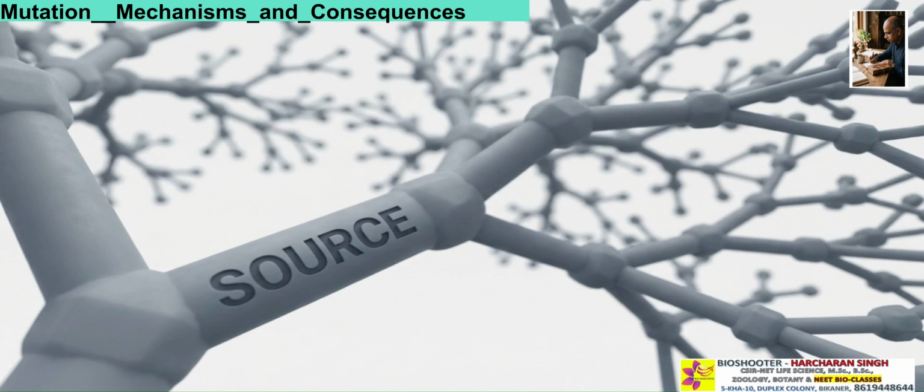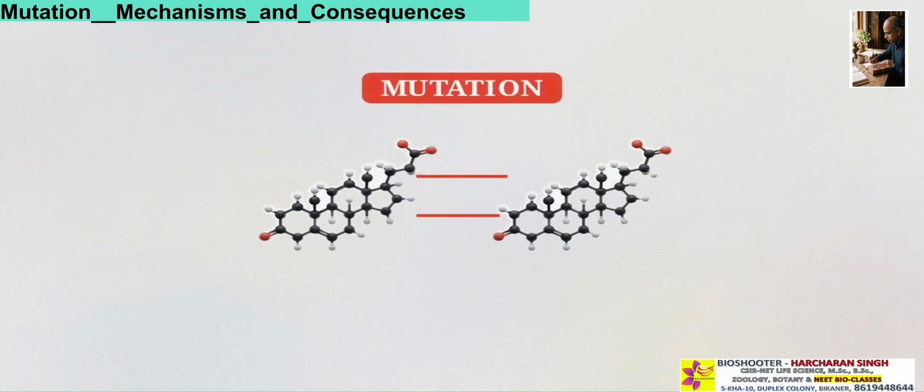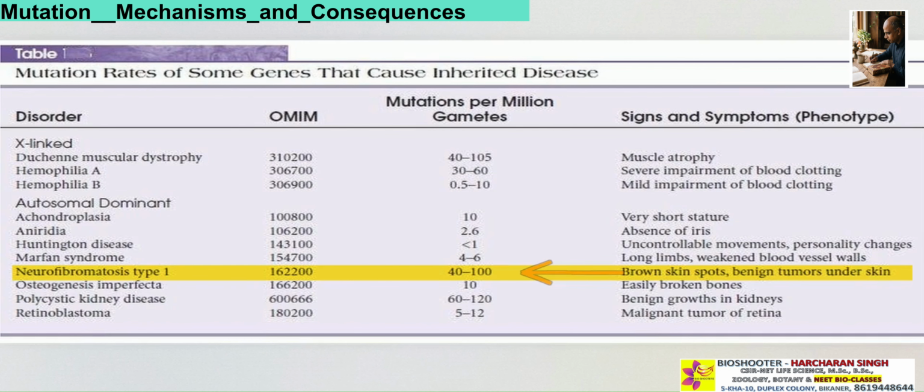Navigating the taxonomy to the source branch reveals why these errors occur. Spontaneous mutations arise from internal replication or metabolic anomalies without any outside influence. One major cause is a tautomeric shift, a brief window where a nitrogenous base adopts an unstable structural form. If replication happens in that moment, an incorrect base is inserted and becomes permanent. Spontaneous mutation rates vary. Larger genes are more prone to error due to more opportunities for replication mistakes. Neurofibromatosis type 1 has a high rate, 40 to 100 mutations per million gametes, often appearing with no prior family history.